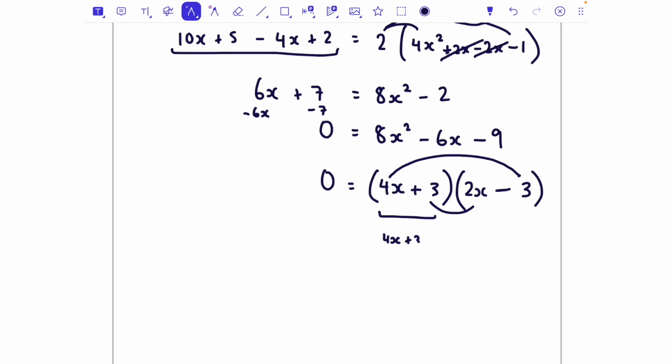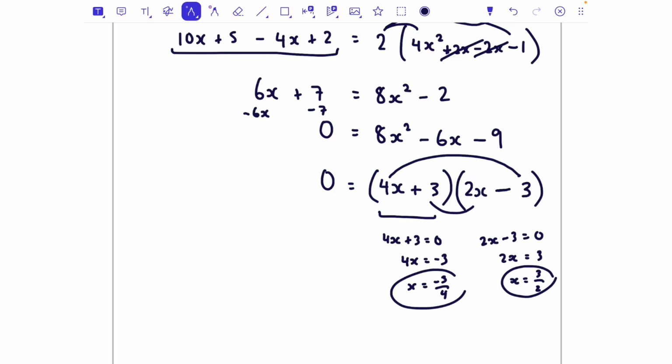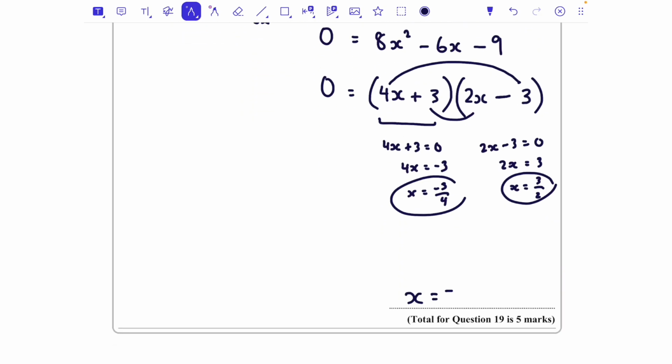What makes 4x add 3 equal 0? Well, for 4x add 3 to equal 0, 4x equals minus 3, and x is minus 3 over 4. And for 2x minus 3 to equal 0, 2x equals 3, and x equals 3 over 2. So those are your two answers. X equals minus 3 over 4, or 3 over 2, or 1.5. You could put it as decimals if you'd rather.